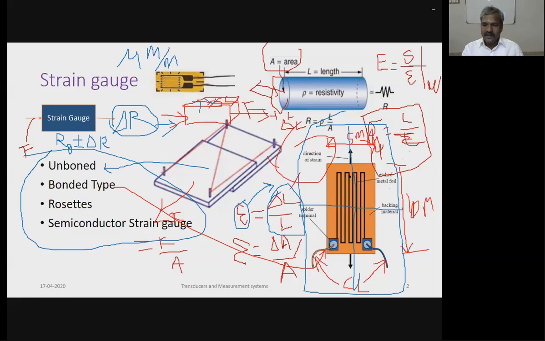Another type of strain gauge is the rosette. Rosettes are nothing but a group of bonded type strain gauges bonded together in a certain fashion, in a particular fashion, to detect the distributed strain.